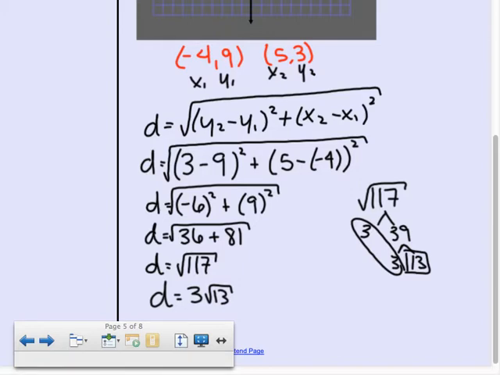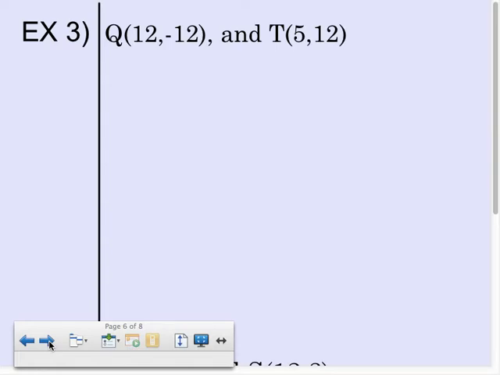So that one we would not be able to actually count on the coordinate plane, which is why we need to know this distance formula. All right, we've got a few more that we're going to try by just giving points. This time you're not actually given a coordinate plane, so you don't have to count what the ordered pairs are. You're just given the ordered pairs. So we're given that Q is 12, negative 12, and T is 5, 12.